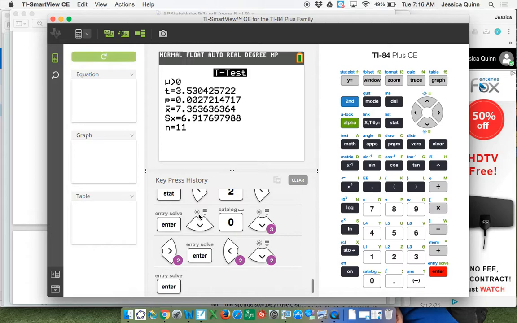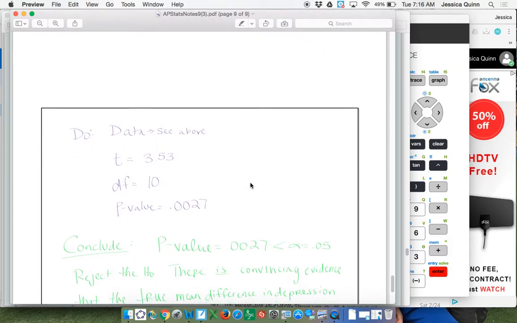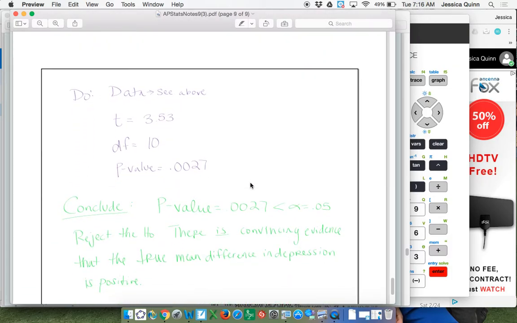If you go back to your do, the things that you need to write in the do section of your 4-step process: you're going to let them know that you use data, and you can just say see above, it's from the table. You want to write down the t-score that you got, the t-star critical value, and that your degrees of freedom was 10. You also want to write down your p-value. Your calculator just says p, but you need to make sure that you write p-value. That's all you have to do for the do portion.